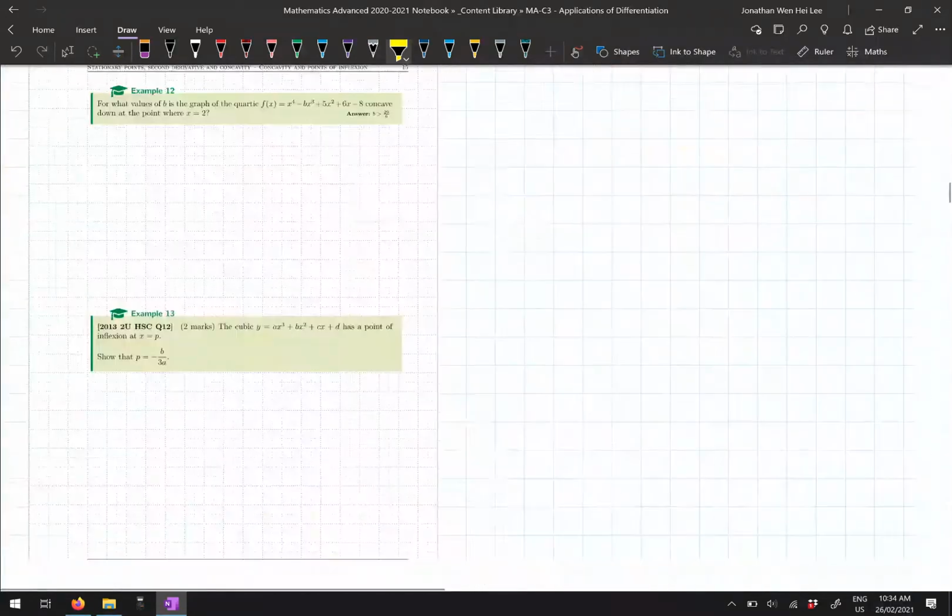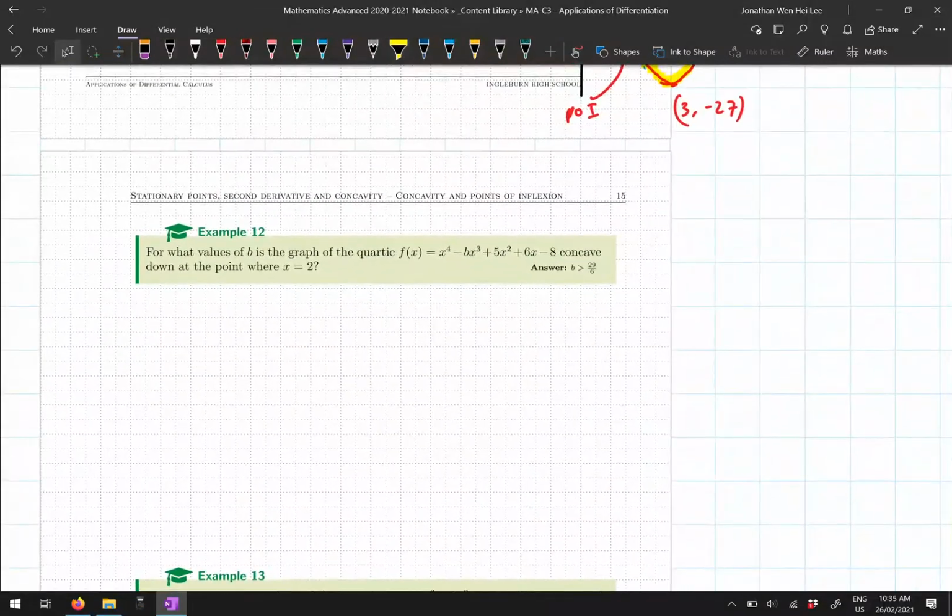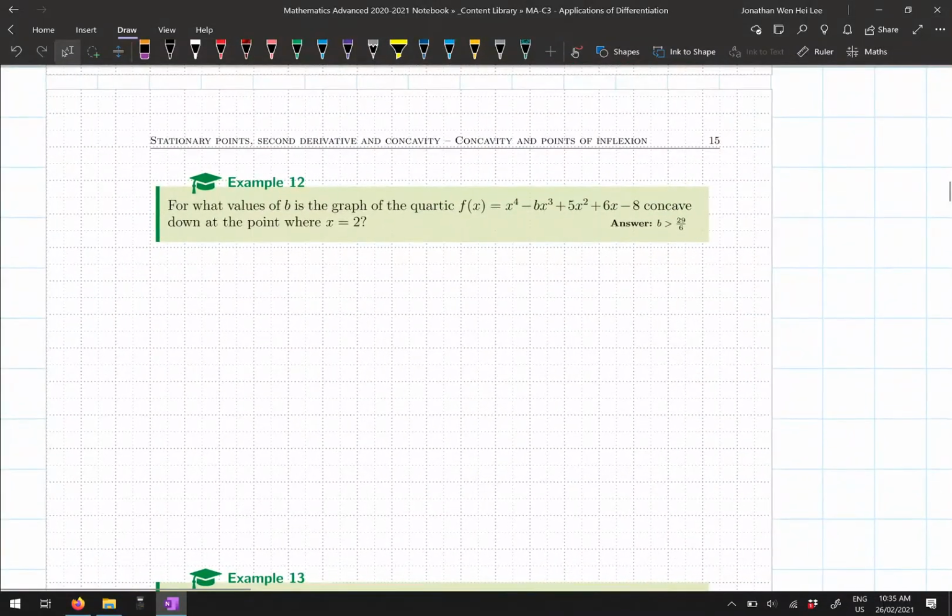So let's turn over the page and we'll have a go through this next question. Example 12. So this is example 12 on page 15. So can everyone flip to that page for me, please? We're going to be going through this example. Okay. So have a look at this one. For what values of b, it's a graph of the quartic. So they give you this function, concave down at the point x is equal to 2.